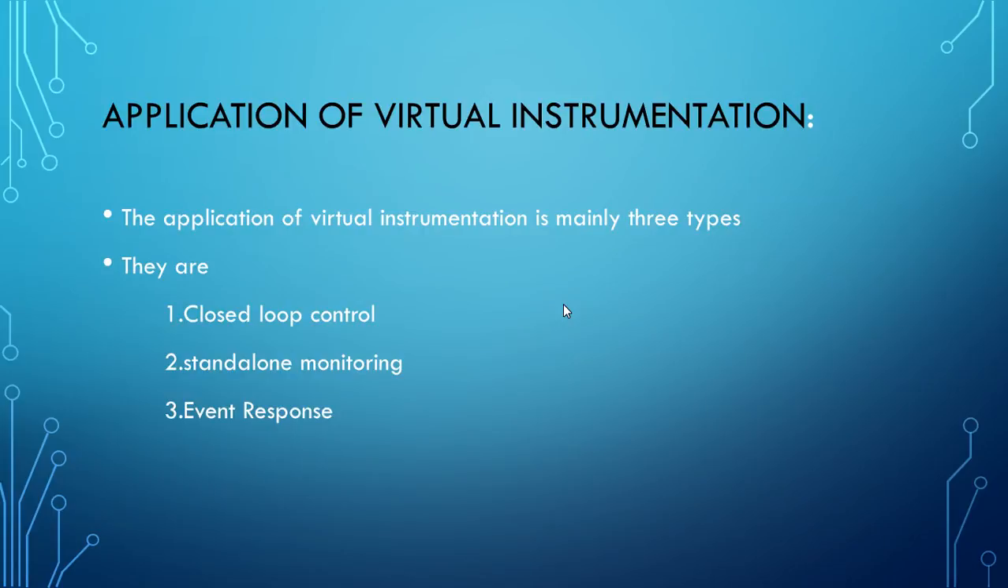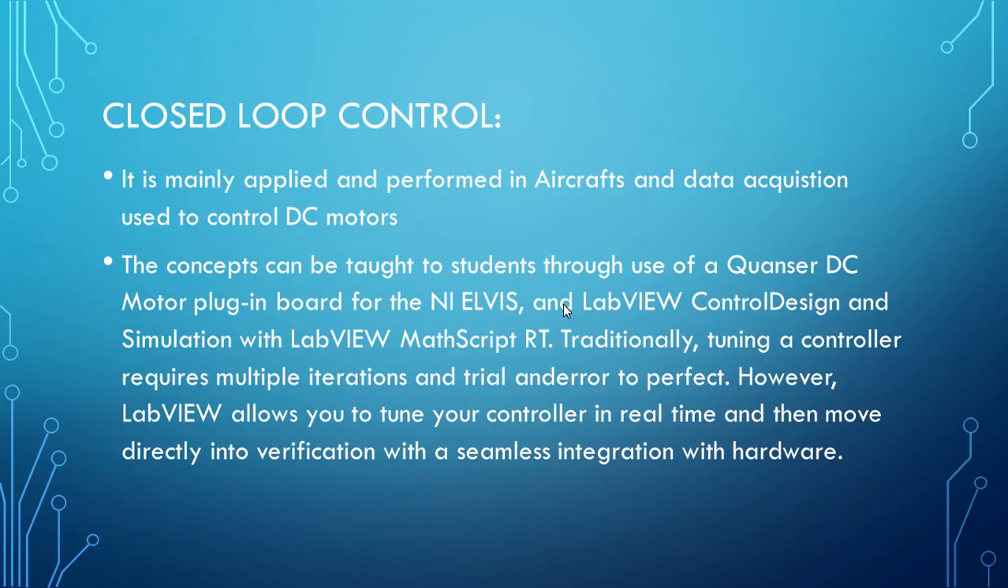Now we are going to see the applications of virtual instrumentation. The applications of virtual instrumentation are mainly of three types. They are closed loop control, standalone monitoring, and event response. Now we are seeing the closed loop control application.